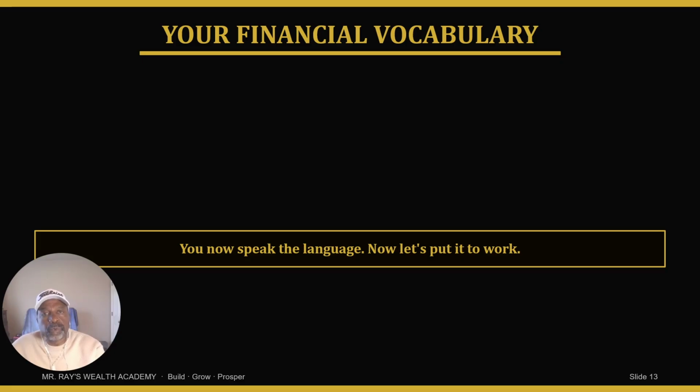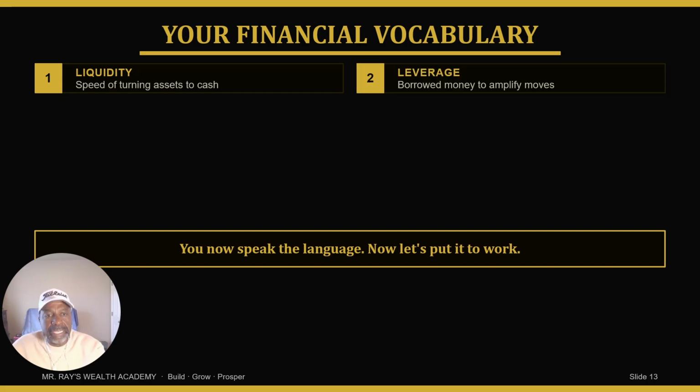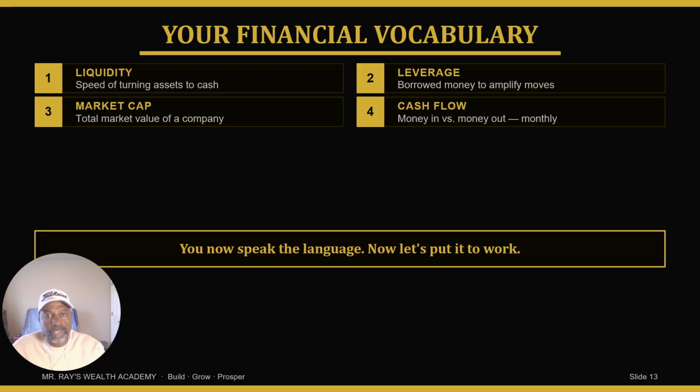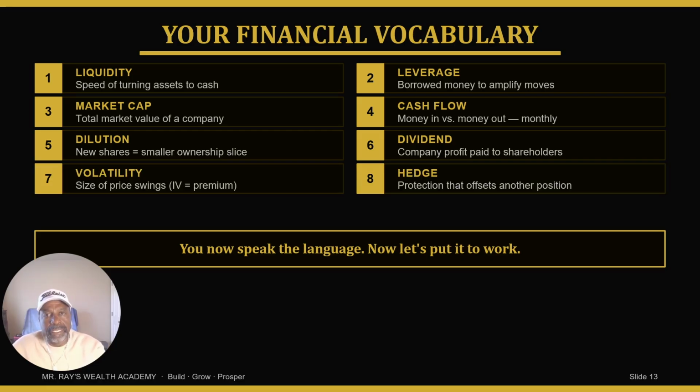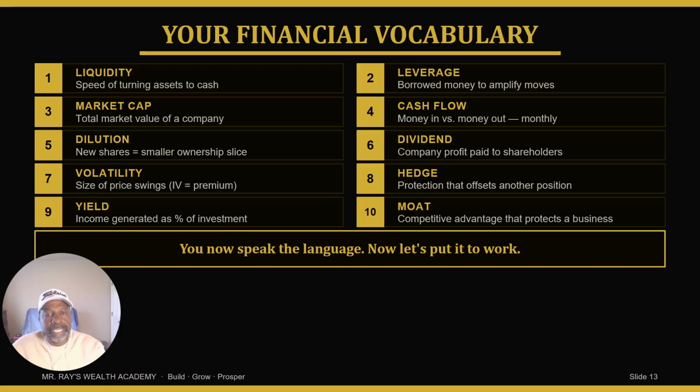All right, let's recap. Ten terms. Let's run through each one of them real quick. We're going to do a one word definition. Liquidity, speed. Leverage, amplifier. Market cap, company size. Cash flow, oxygen. Dilution, smaller slice. Dividend, profit share. Volatility, price swing. Hedge, protection. Yield, income percentage. And moat, the competitive advantage.